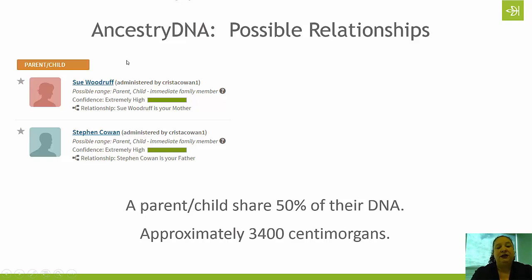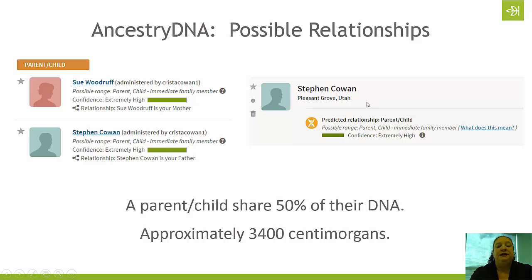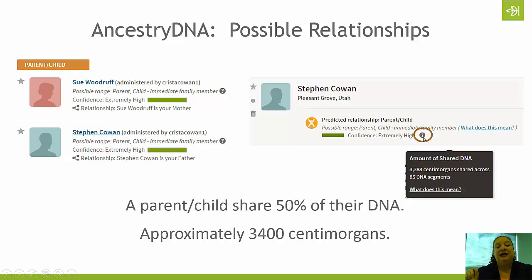And if you click on any one of these matches, so these are my parents, I've had both of them tested. If I click here on my dad, it's going to take me to the match page with my father. And then in the header there, you're going to see this little I for information. If you click on that I, it's going to pop up a box that's going to tell you exactly how much DNA you share with this individual. In this case, I share 3,388 centimorgans across 85 segments of DNA with my dad. We do have a little "what does this mean" link that you can click, and it will take you to a chart that tells you what the relationships are at each level of shared DNA.